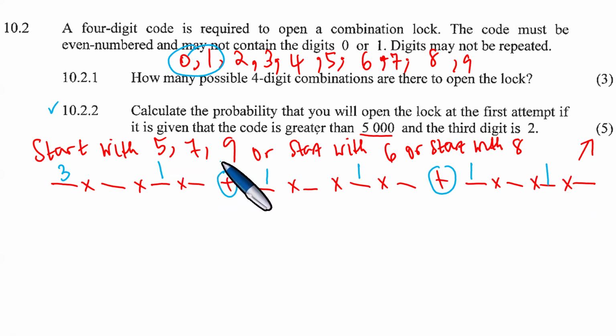Now, if you start with 5, 7, or 9, then what is the last digit going to be? The last digit must be an even number. If you start with 5, 7, or 9, you have 3 choices. After that, the even numbers would be 2, 4, 6, 8, but 2 is out because it's fixed. So you'd have 3 choices for this.